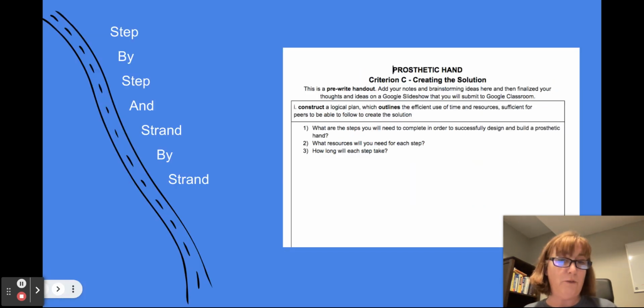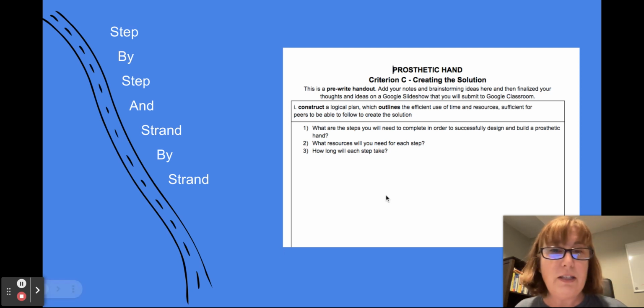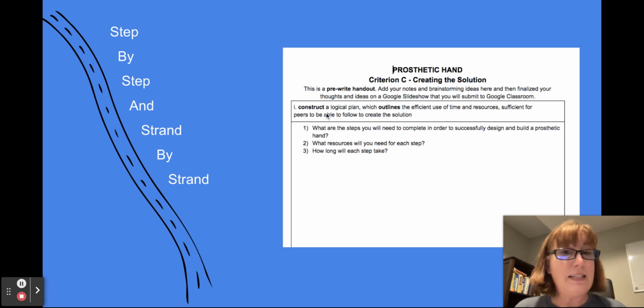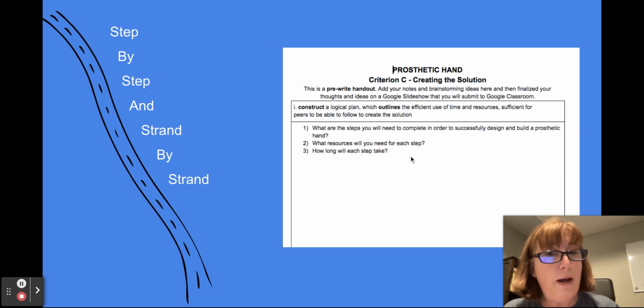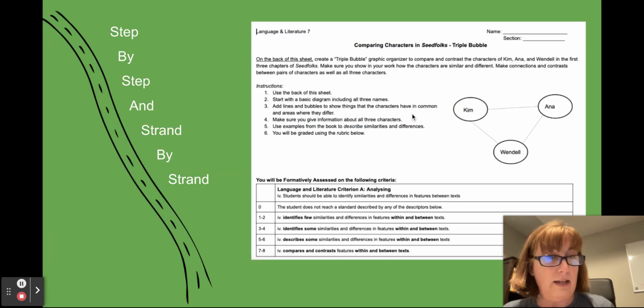So here are some examples of ways that teachers have done that. You can see in this assignment, this was a design assignment for criterion C, which is creating the solution. They have the rubric language here. It's a pre-write handout, right? It tells them exactly what to do. This is the rubric language to construct a logical plan, which outlines the efficient use of time and resources sufficient for peers to be able to follow to create the solution. So these are the three questions that they are going to answer in order to work on that rubric.